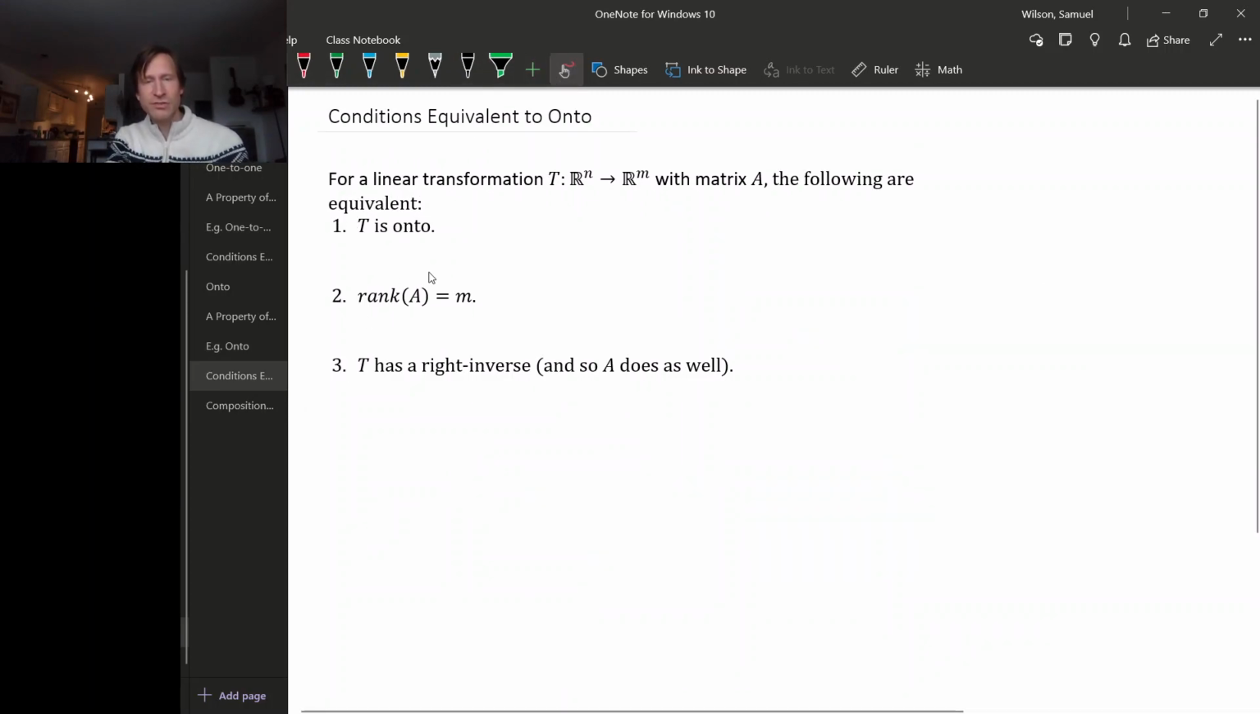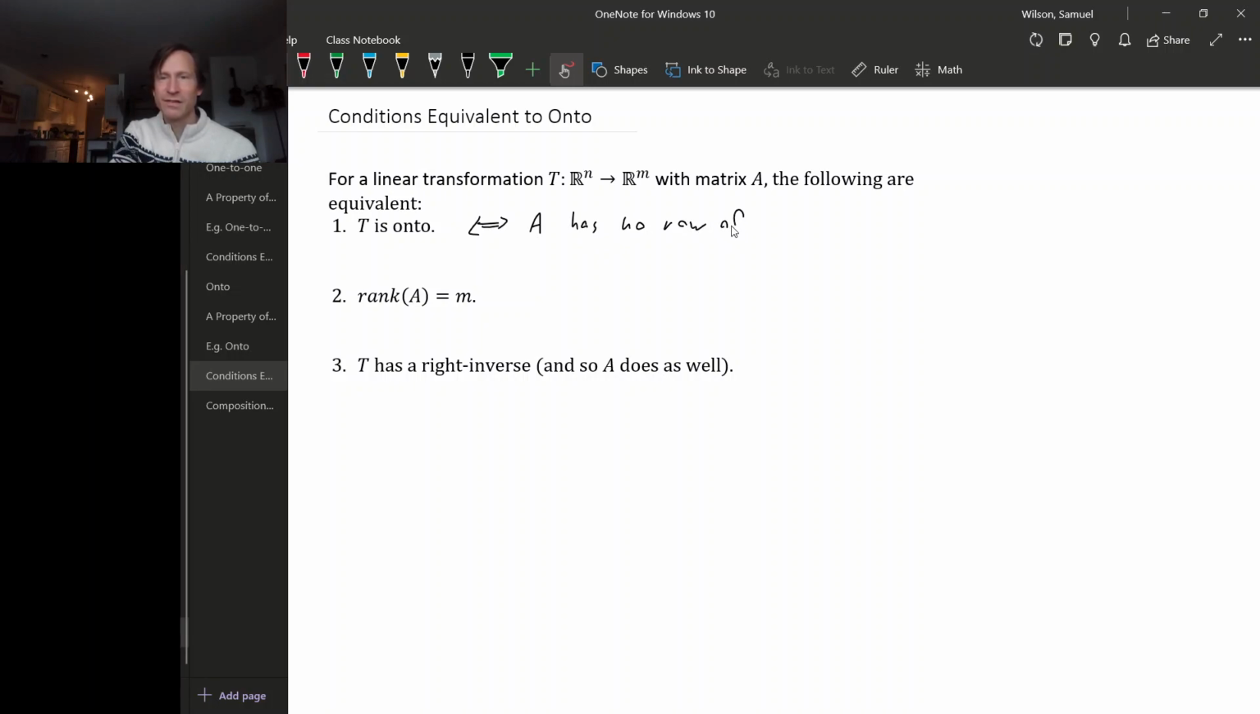So it turns out these are all equivalent. Suppose T is onto, what would its rank have to be? Well, we just showed T is onto if its matrix A has no rows of all zeros. But if it has no rows of all zeros, and it's going from Rn to Rm, what is the rank of A? Well, if there's no rows of all zeros, then that means that there's a pivot in every column, or sorry, pivot in every row.